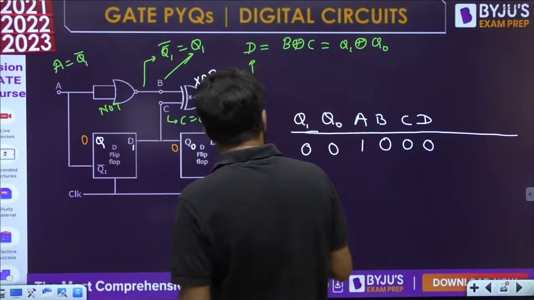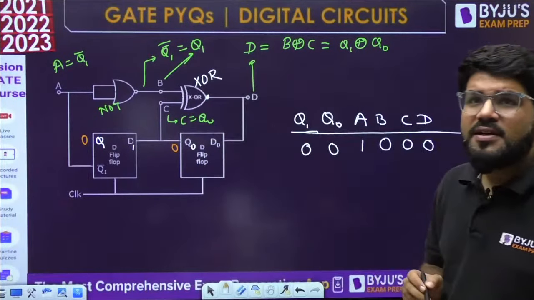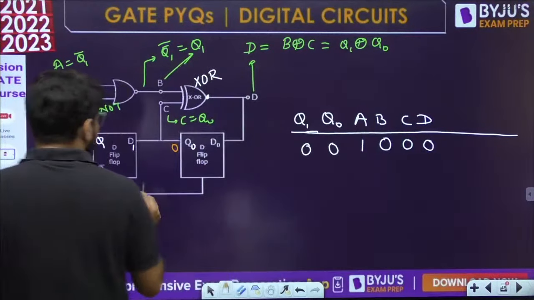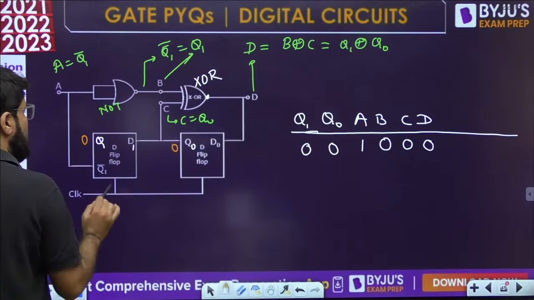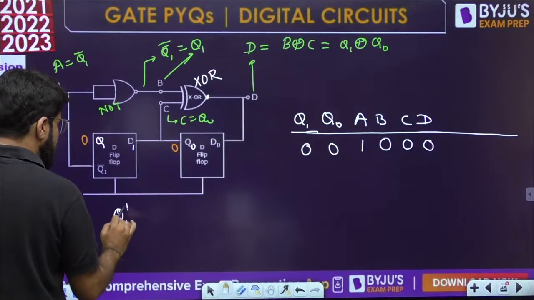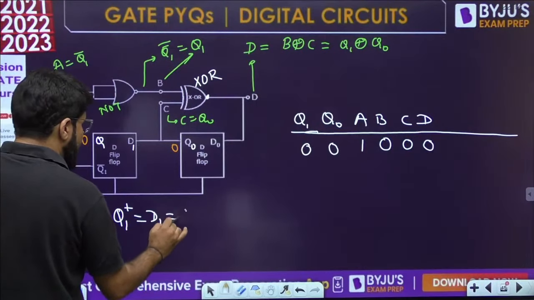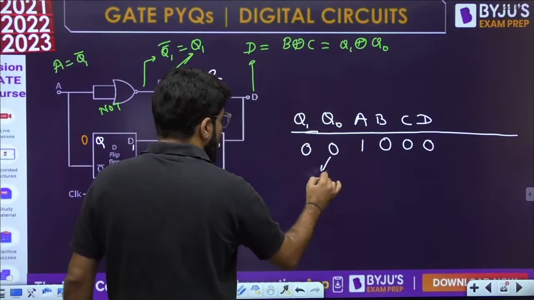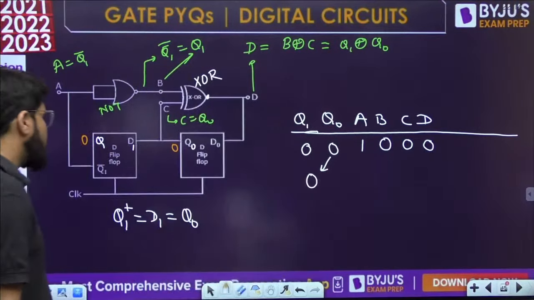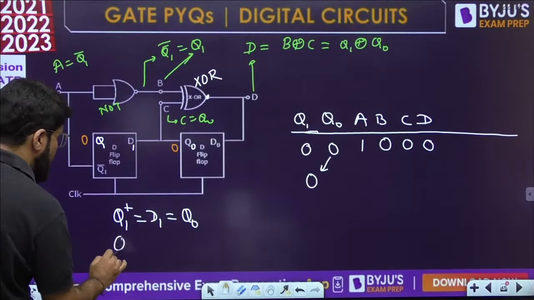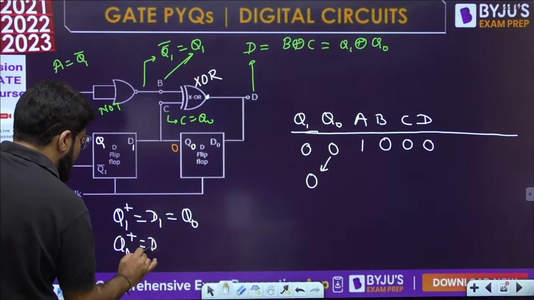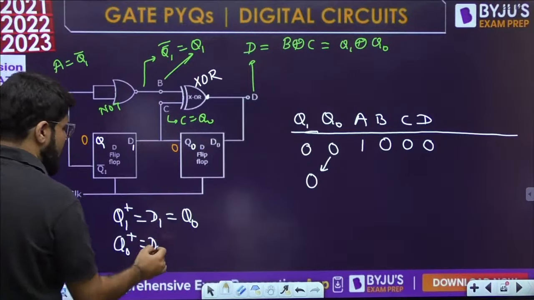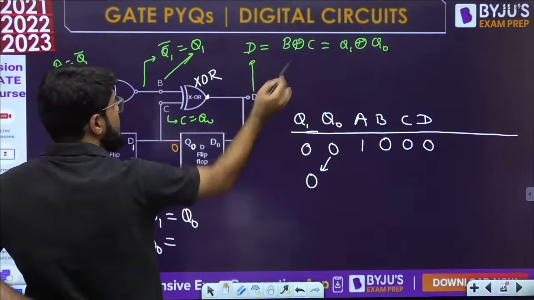Now, what is the next state if the initial state is 00? You can check here. As I told you, what is Q1 plus? Q1 plus is D1, but D1 is equal to Q0. So whatever Q0 is, that is going to be the next state of Q1. And then what is Q0 plus? Q0 plus is D0, and D0 is equal to how much?